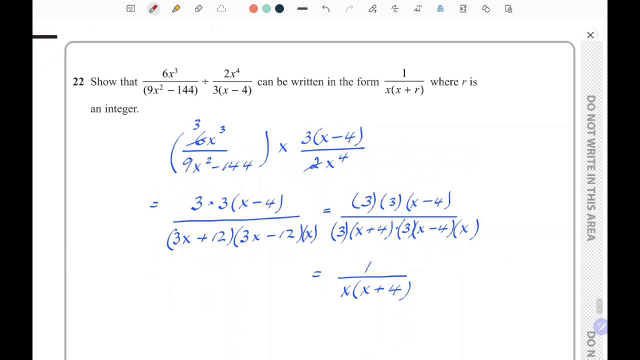Okay, right. Let's see what have we got next. 22. All right. Show that these two algebraic fractions can be written in a much simpler form, with one number in there, r, as an integer. Notice that it is a divide by a particular fraction question. And in fractions, remember, you change the sign to a times and then flip upside down, right? Flip the second fraction. So that's exactly what we've done here. And straight away, just cancelling out some numbers. So you've got the 6 and the 2, cancelling to leave a 3 at the top.